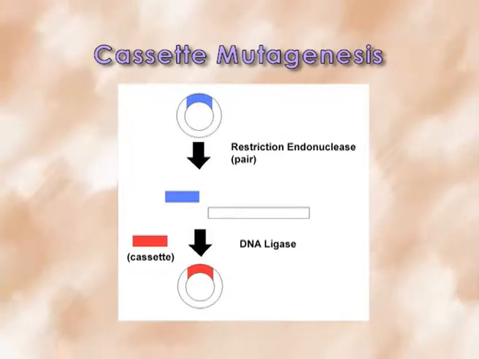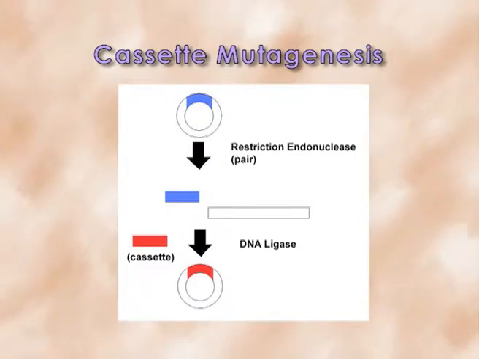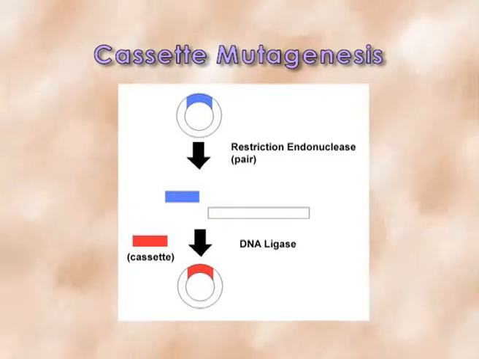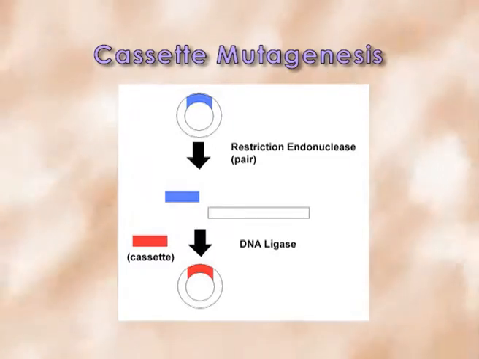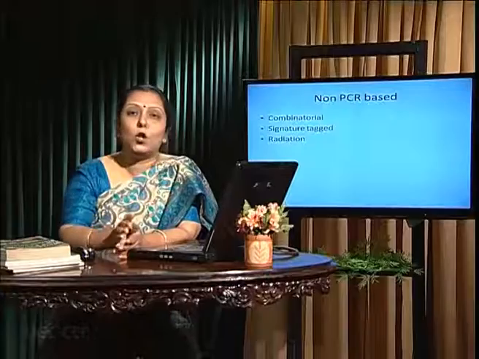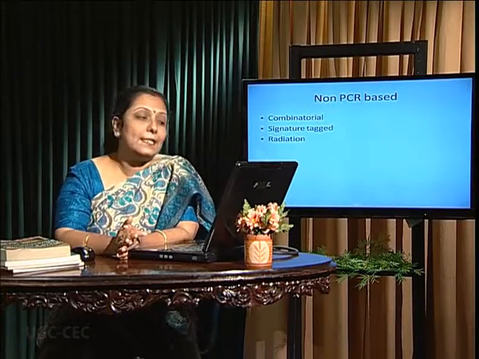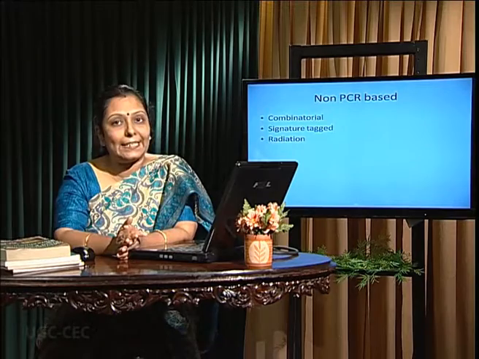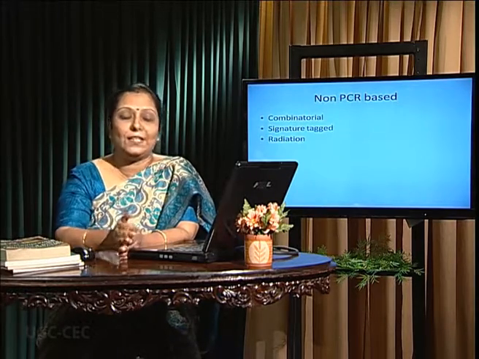Cassette mutagenesis: in a cloned part of the gene, the double oligonucleotide complementary sequences are there with the mutation, and a SAP1 restriction enzyme cutting site is also present, but it is very tedious to screen them. Next, non-PCR based, it includes the signature tagged, radiation directed as well as combinatorial mutagenesis.